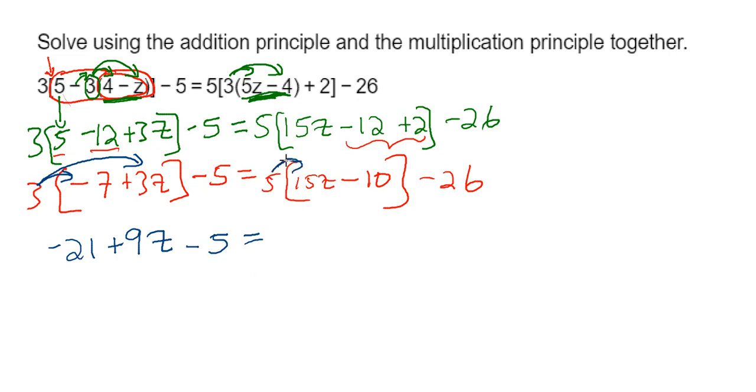Same thing here. We'll distribute. We'll have 5 times 15z, which is 75z, minus 5 times 10, which will be 50.